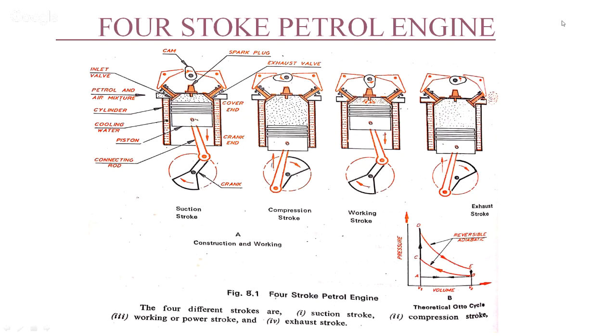In the fourth diagram, you can see the fourth operation called the exhaust stroke. During this stroke, the piston moves from BDC to TDC by utilizing the energy stored in the flywheel. In this stage, the inlet valve remains closed and the exhaust valve opens. As the piston moves upwards, the burnt gases in the cylinder are pushed out of the cylinder. This is called the exhaust stroke.